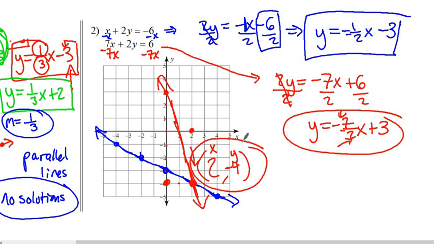Change them both to slope-intercept form. Graph them. If they don't meet at all, there's no solutions. If they do meet, like number 2, then there's one solution. So that's the first method to solve. In the future videos, we'll talk about some of the other methods as well.